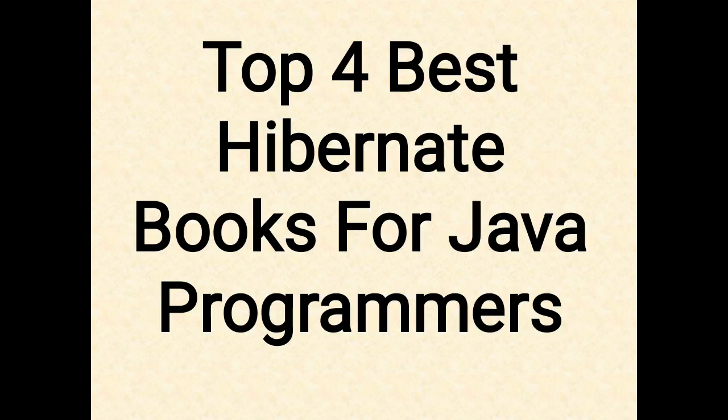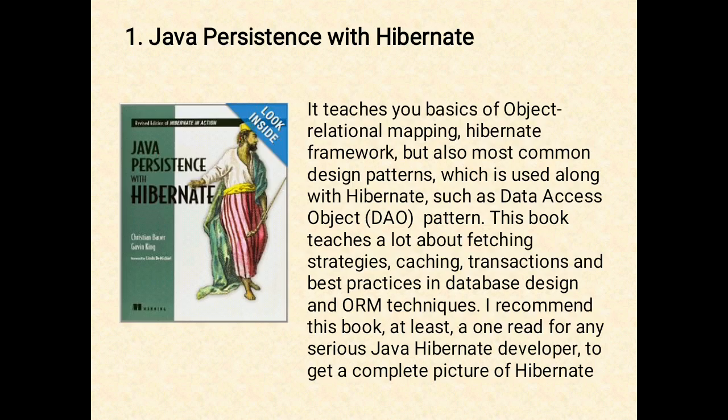The first book is Java Persistence with Hibernate. This is a must-read book for any Hibernate developer. Java Persistence with Hibernate is written by Christian Bauer and Gavin King, who are part of the Hibernate development team and involved with EJB and JBoss.